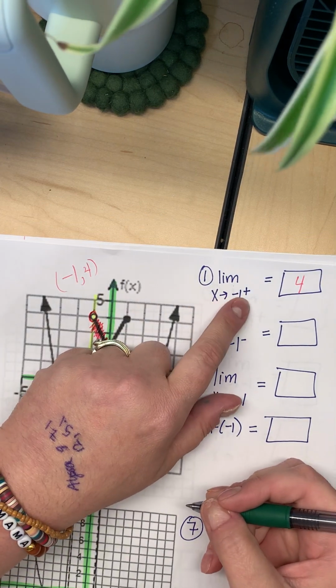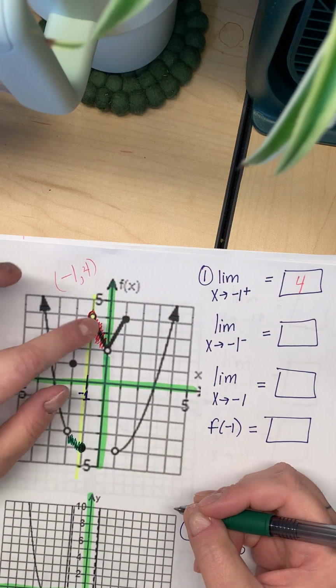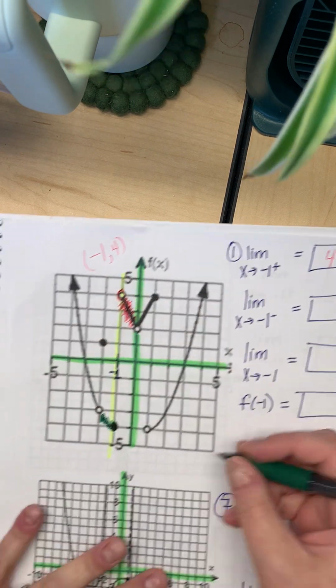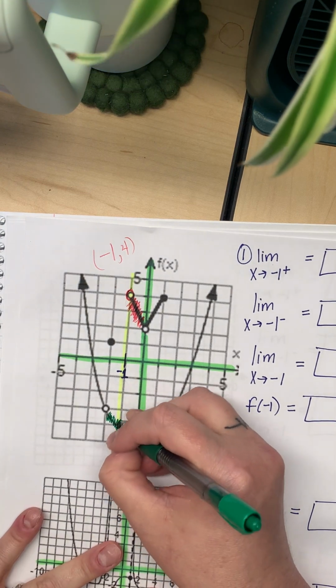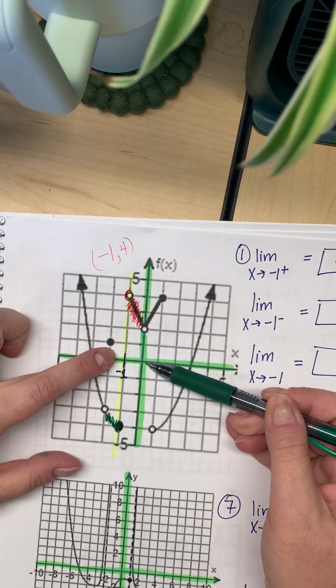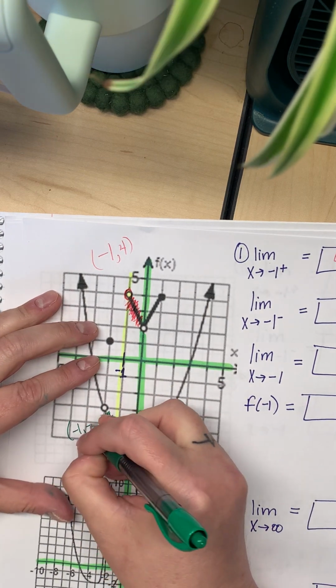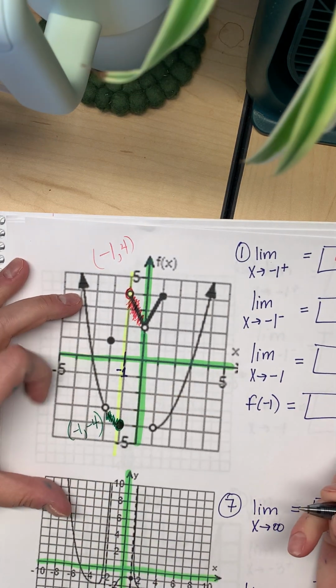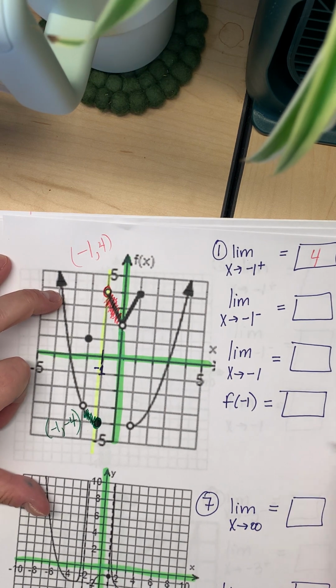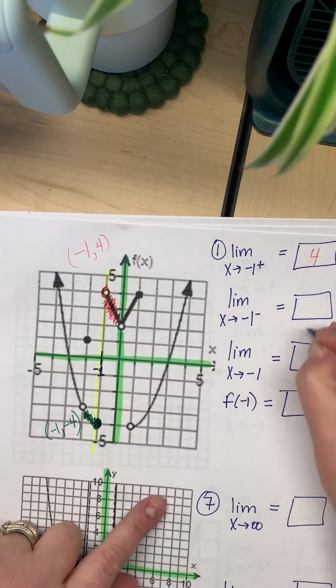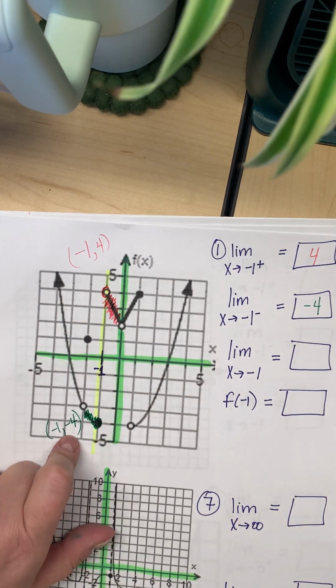When we had x approaches -1 from the plus, that meant I have to look at the right-hand curve and find its y value. But now I'm looking at this left-hand curve, and it looks like it's at left 1, down 4. So the limit as x approaches -1 from the left side is -4 because it's the y value.